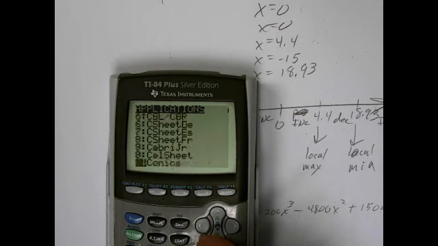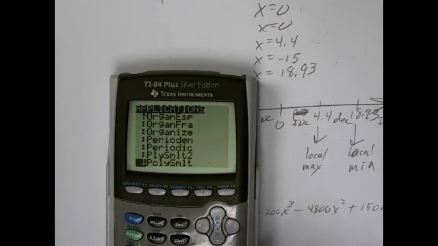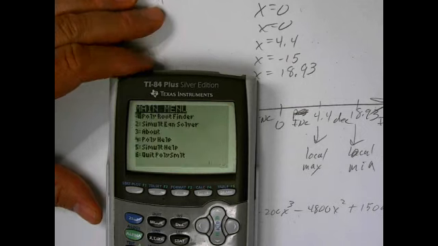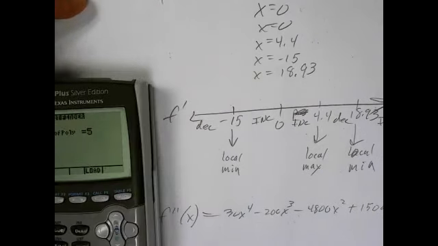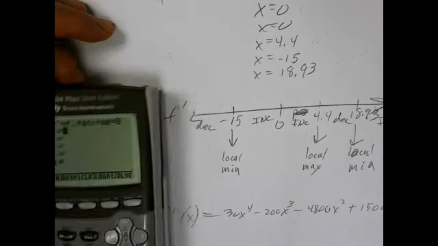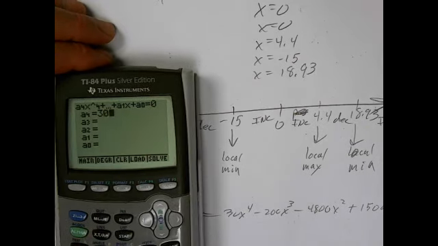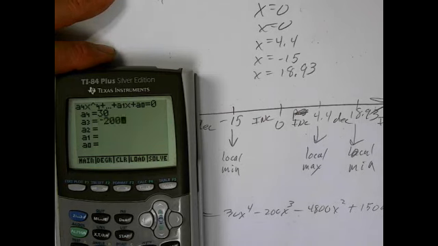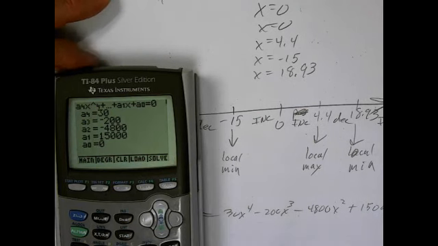back down to the Poly Simultaneous Solver, go back to the root finder. This time it's a degree 4 polynomial, and put in the 30 for the coefficient of the 4th degree, -200 for the coefficient of the 3rd, -4800 for the 2nd, 15,000 for the linear, and a 0 for the constant. Hit solve.